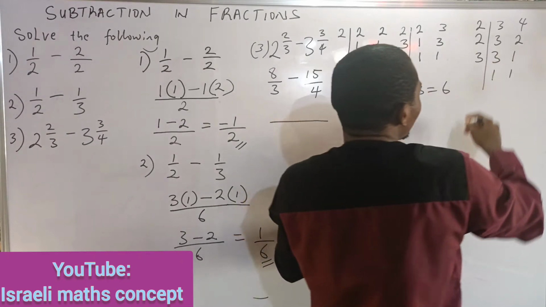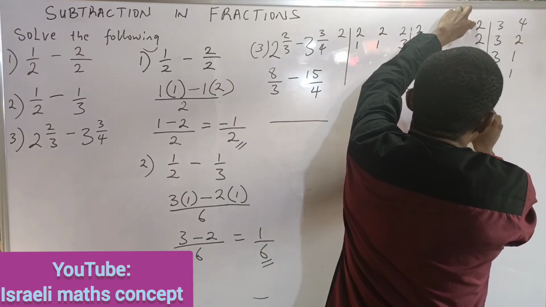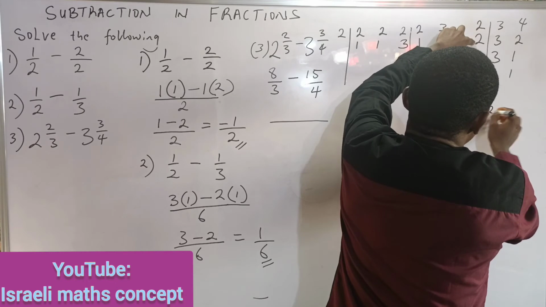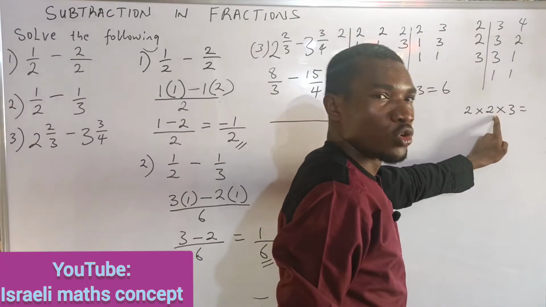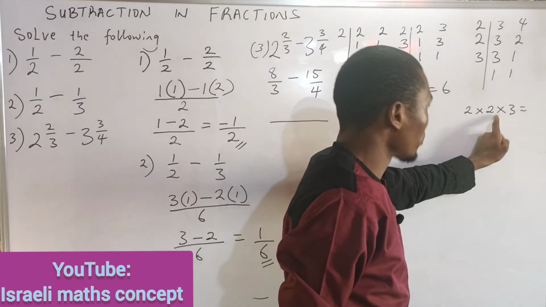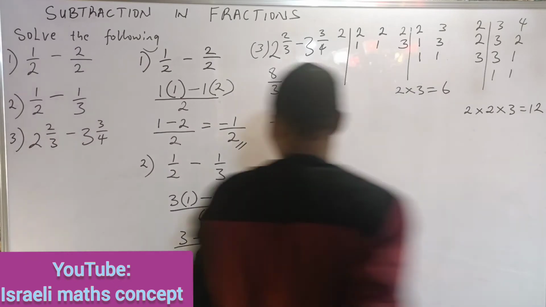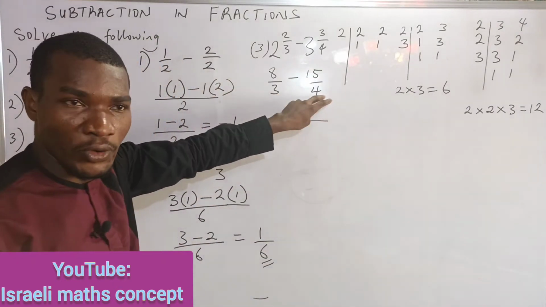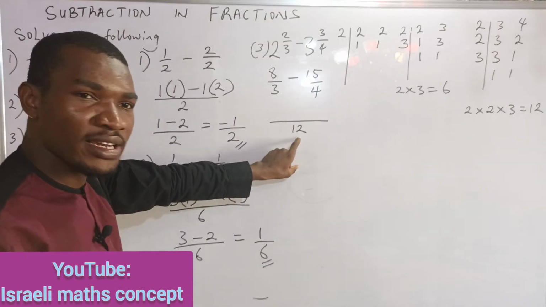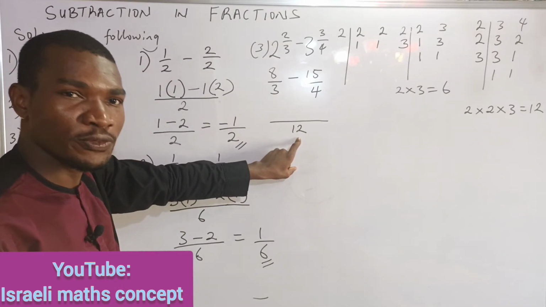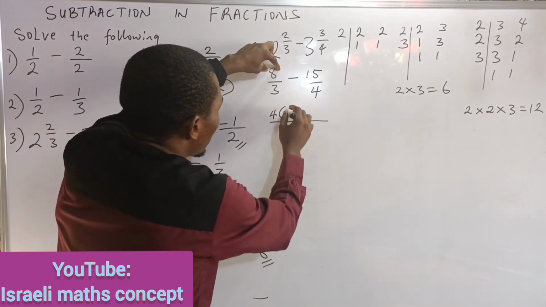Such that the LCM of 3 and 4 is 2 multiplied by 2 multiplied by 3. 2 multiplied by 2 will give us 4, and 4 multiplied by 3 will give us 12. So the LCM of 3 and 4 is 12. 3 divide 12 will give us 4. We write the 4 in brackets, we write 8.